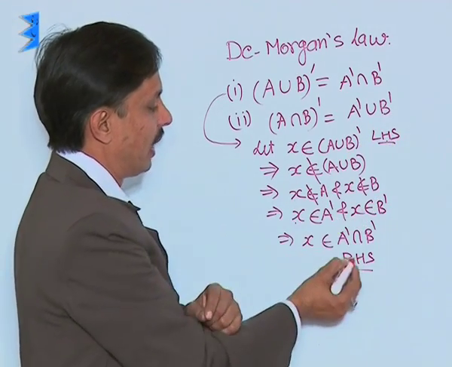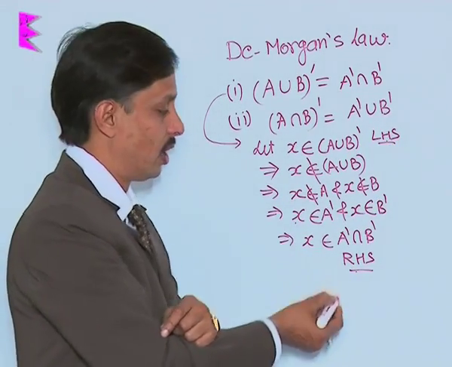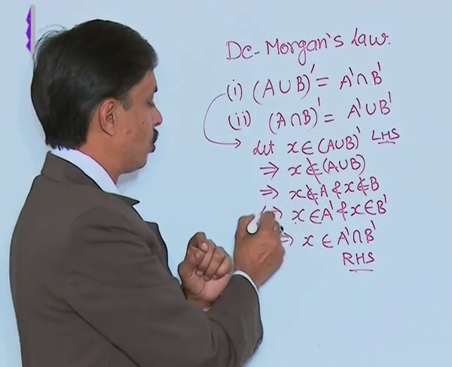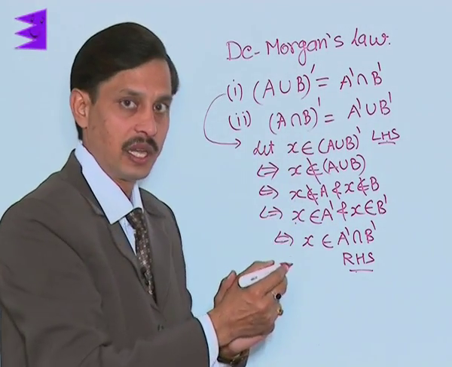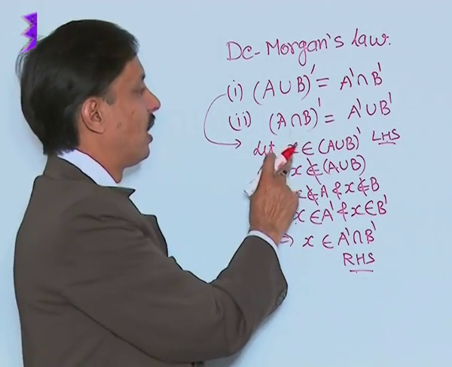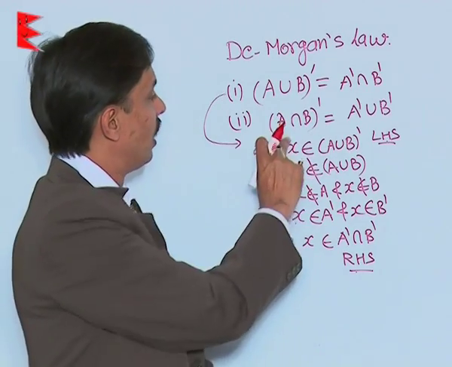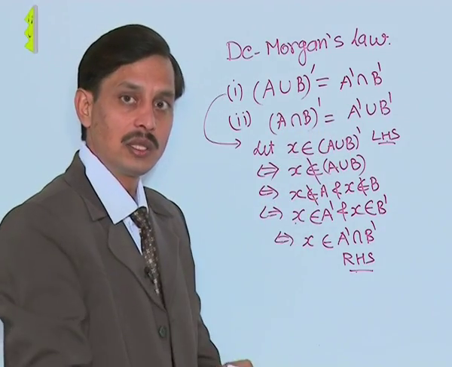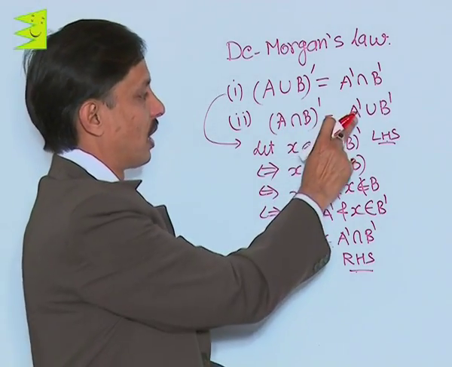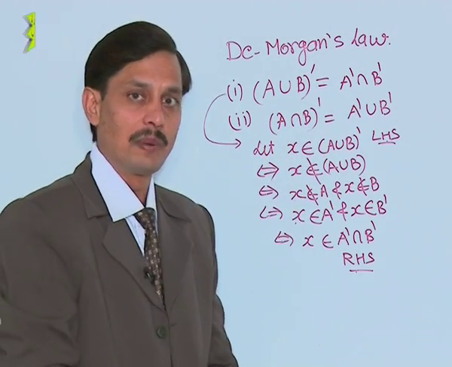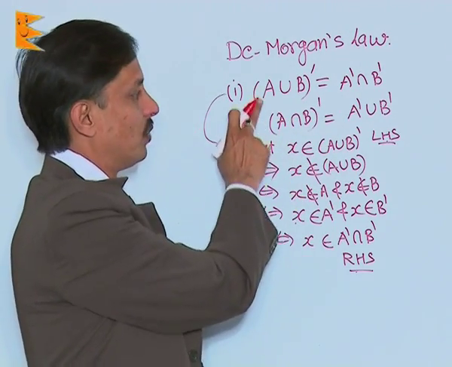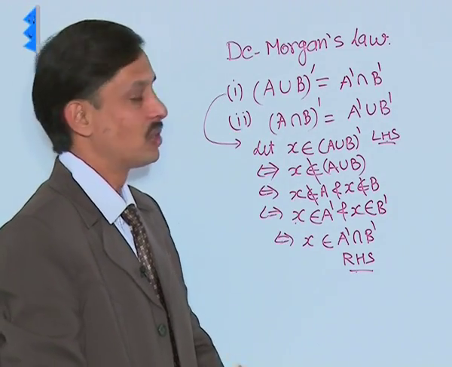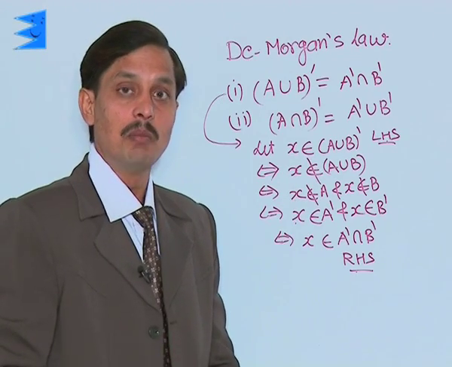So with the left hand side we have reached the right hand side, or we can take the right hand side and reach the left hand side. A similar element can be taken for the second part, which gives you the answer for the right hand side. And if you take the right hand side, you will reach the left side. So these two parts are very important and very useful for solving problems, and it is known as De Morgan's law.